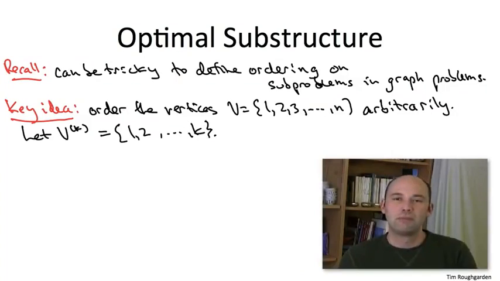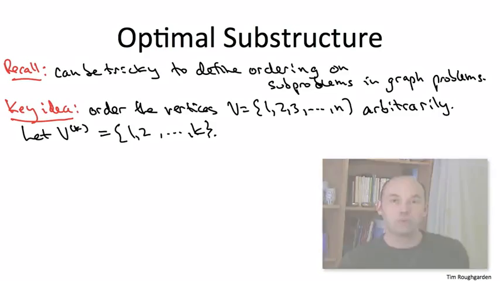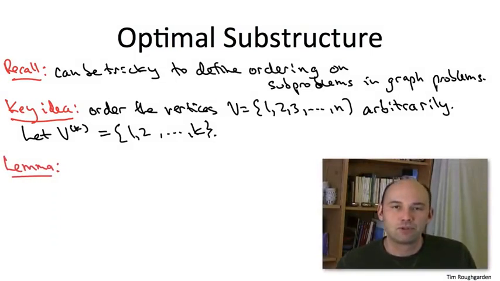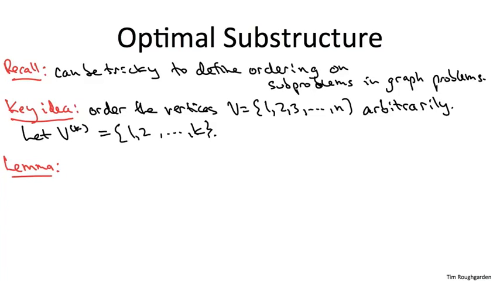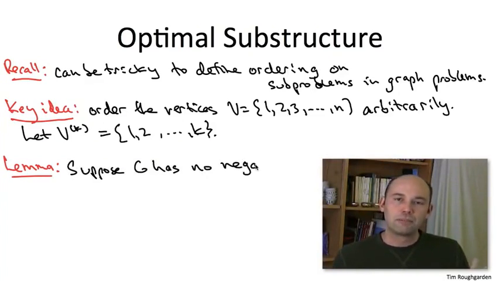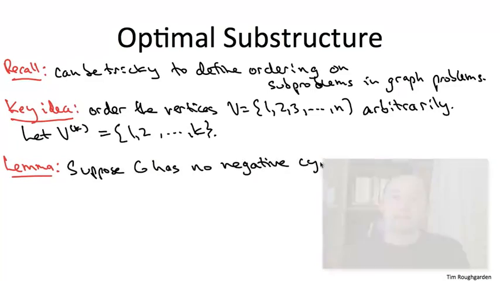So to be a little bit more formal about it, let's just impose some arbitrary ordering on the vertices capital V, name the vertices 1, 2, 3, all the way up to n, I don't care how. And I'm going to use the notation capital V superscript k to denote the prefix of the first k vertices, vertices 1 through k. So let me start now setting up the optimal substructure lemma. In contrast to the Bellman-Ford case, I'm only going to prove the optimal substructure lemma for input graphs that have no negative cycle. We'll address the case of negative cycles after we're done with the algorithm. Suppose for now there isn't one.